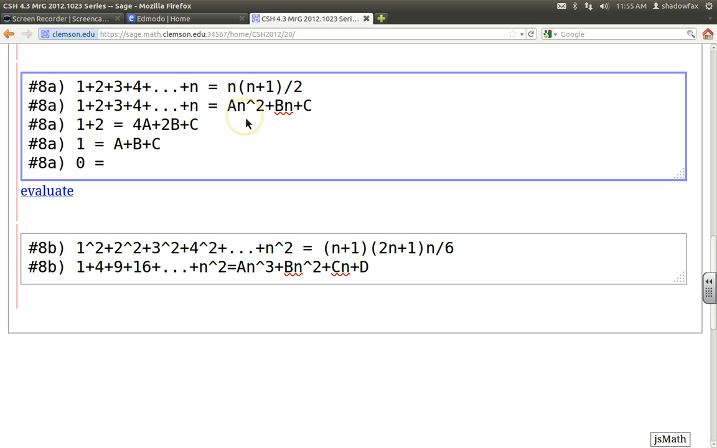So plug in 0 for n. This all zeroes out, right? And this too. So what's the total? Well, 0 plus 0 plus c is c. So we know c already. That makes it easy. All right. Now, you could almost do this in your head. If you know c, you know that a plus b is 1.